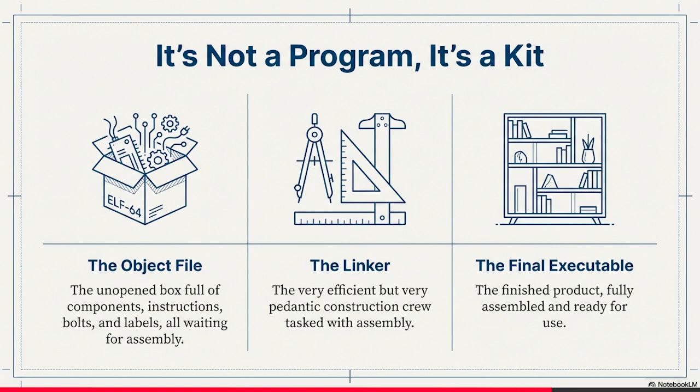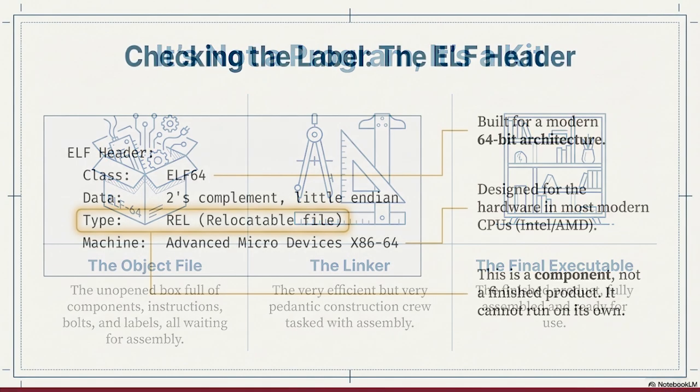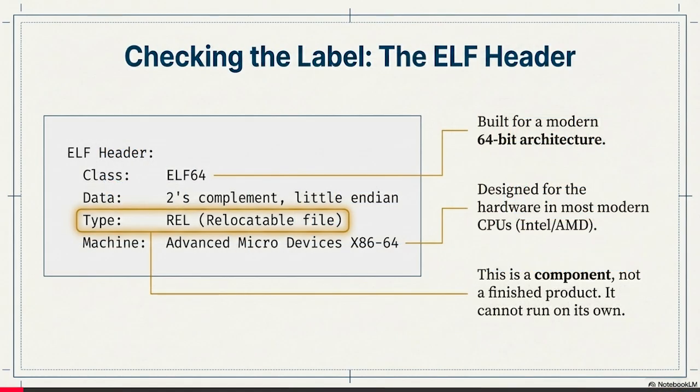Exactly. And the first step of any assembly is checking the label on the box, right? Make sure you have the right kit for the right system. That's the ELF header. It establishes the file's core identity. So what does that identity tell us right away? Well, first, it says it's an ELF-64 class file. So it's built for a modern 64-bit architecture.